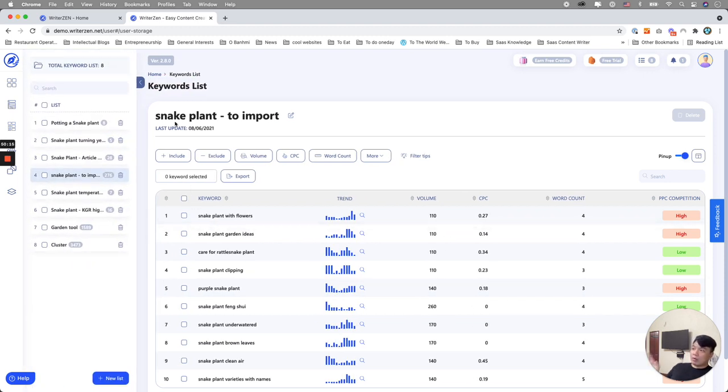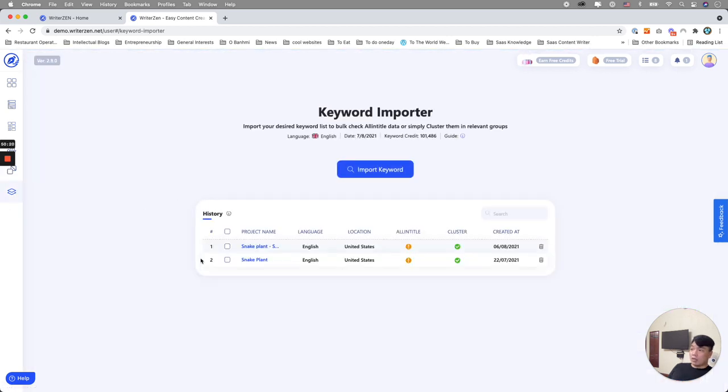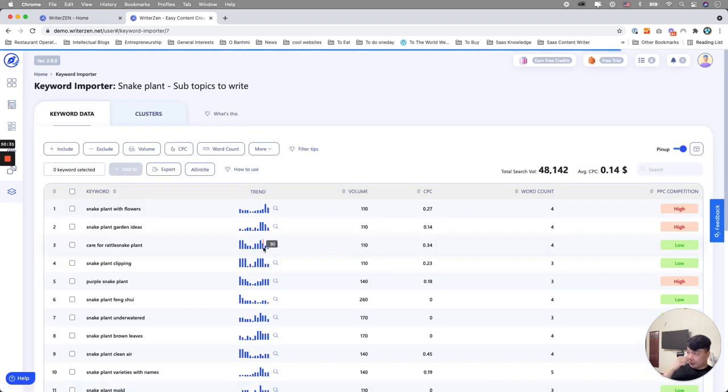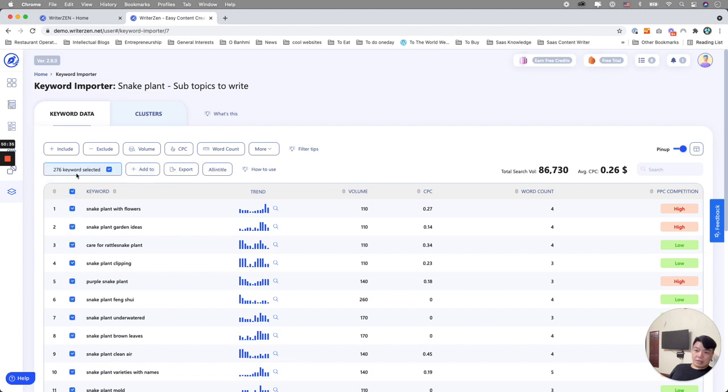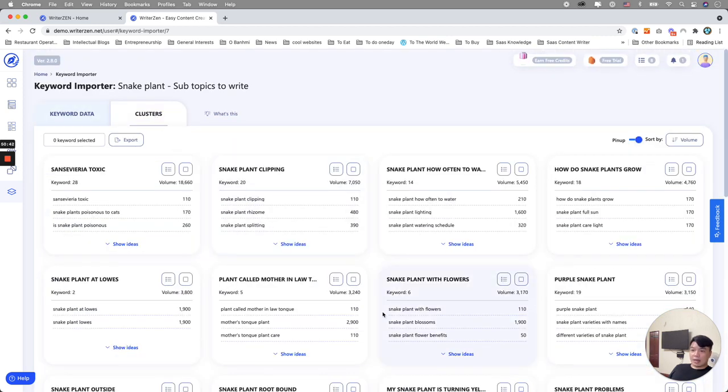So anyway, once you get this, you go into keyword importer, and this is the role of keyword import. You want to cluster that group of keyword, of subtopic that you do. So I already have it here. It's called snake plant subtopic to write. So over here, that's all 276 or 80 something keywords that I already segment out. It all listed here, and you go to cluster, and you press that button, the cluster, right? Because generally it have that the screen that say activate your cluster.